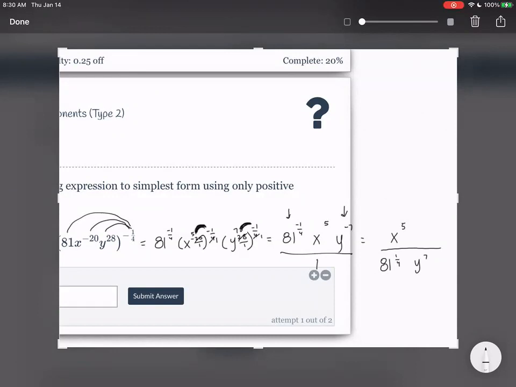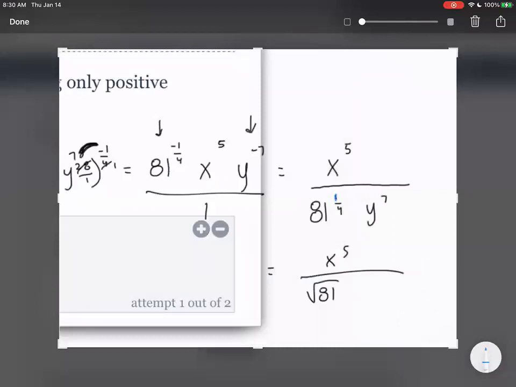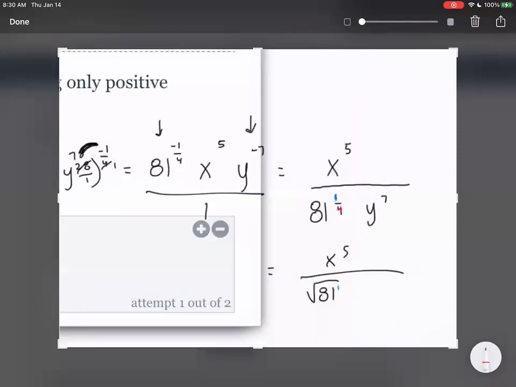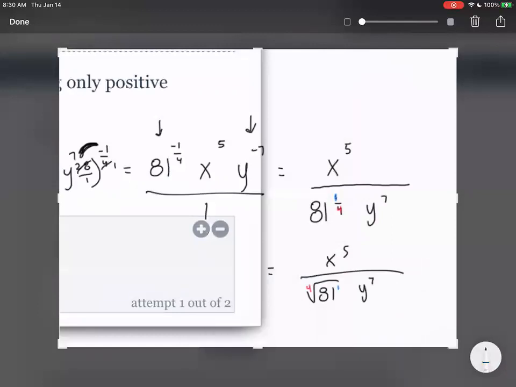Now, the only thing we have to deal with is the 81 to the power of 1/4. Let's rewrite that as a radical. So I put the radical here. The 81 goes inside. It's to the power of, I'm going to zoom in now, 1. So 81 to the power of 1. Luckily, that's just 81. And it's over 4, so that's the 4th root. And of course, the y to the power of 7 is here. So we have x to the power of 5 on top over the 4th root of 81 to the power of 1.